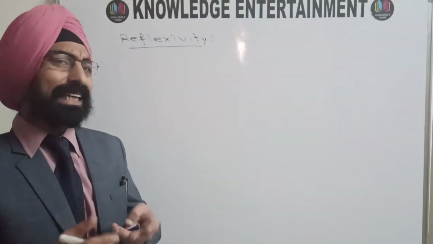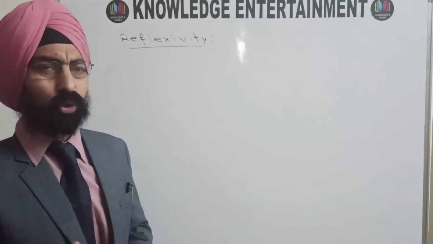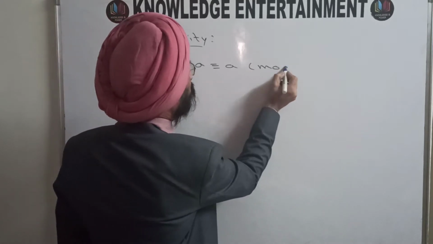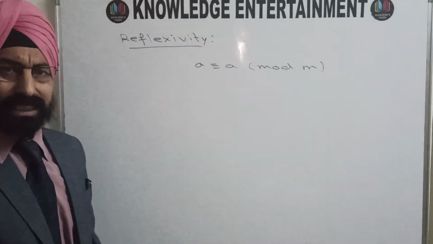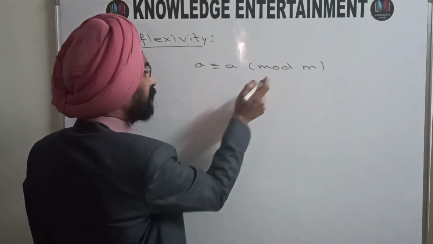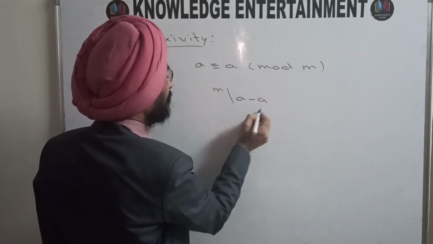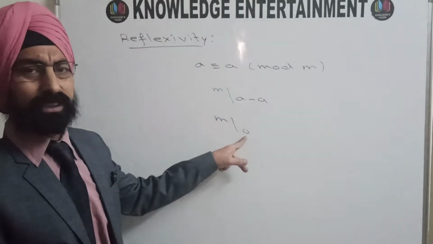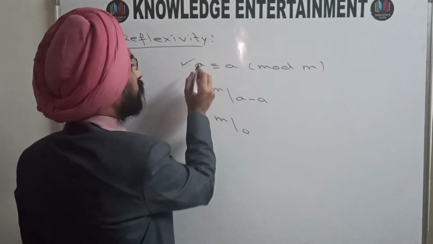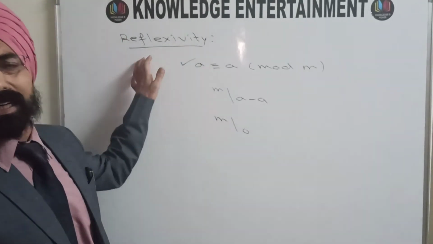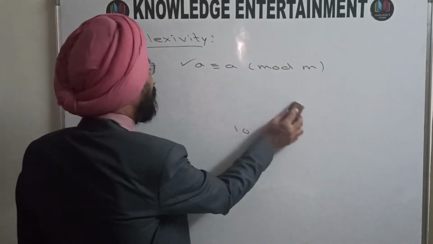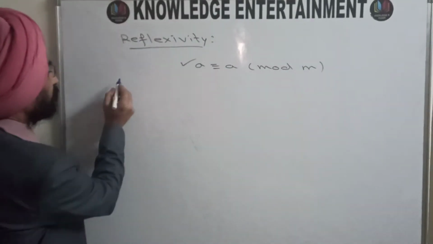We know that reflexivity means a is related to a, a is congruent to a modulo m, where m is an integer. So a congruent to a modulo m, is it true? Yes, it is true, because it means m divides a minus a, and it means m divides 0, and it is true, because 0 is divisible by every integer. That means this congruence relation is a reflexive relation. Let us move on to the next one, symmetricity.